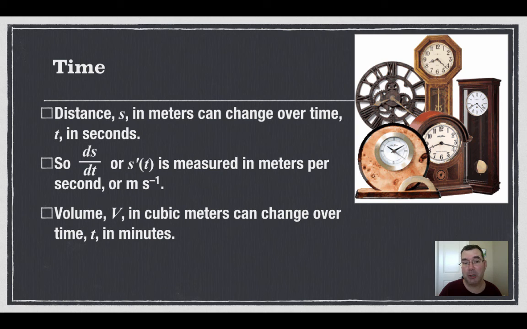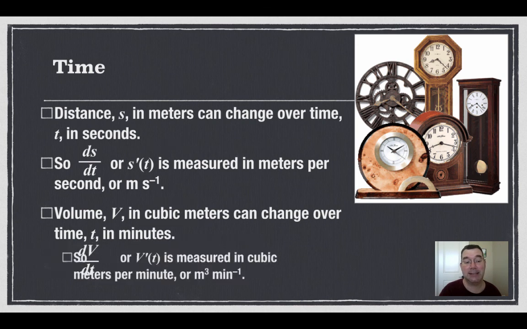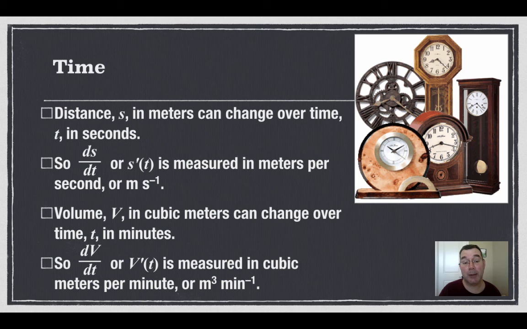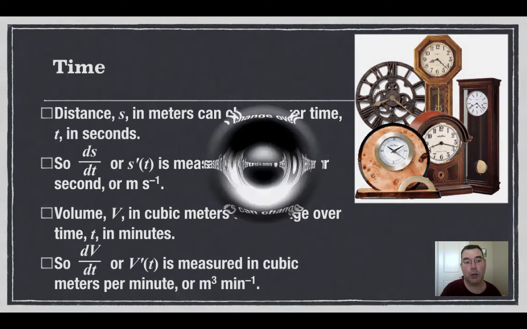If you're blowing up a balloon or something like that, the volume of that would change over time. So let's say the volume was in cubic meters and the time was in minutes. Then dV by dt, or V prime of t, would be measured in cubic meters per minute, or meters cubed times minutes to the negative 1.